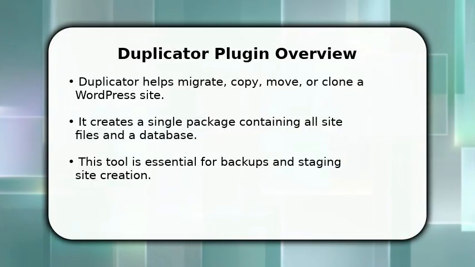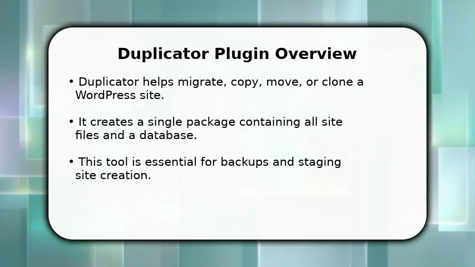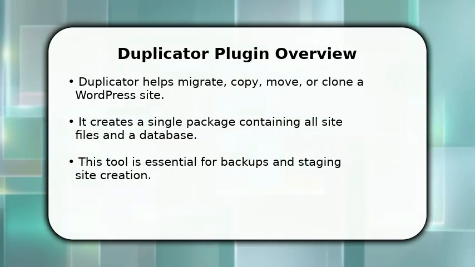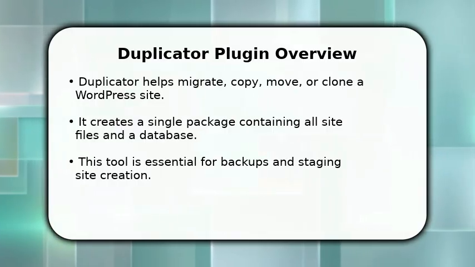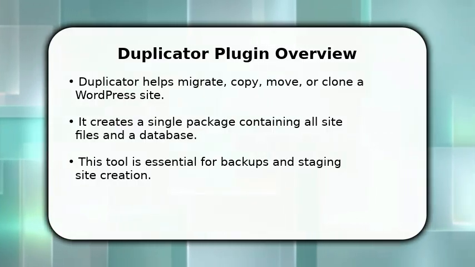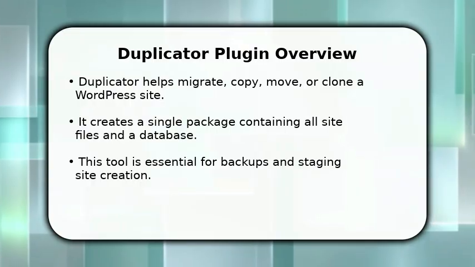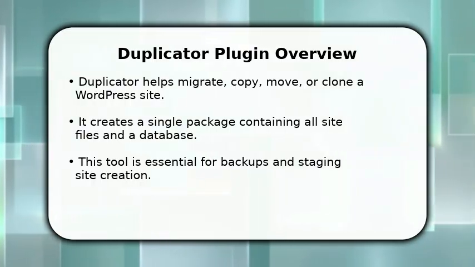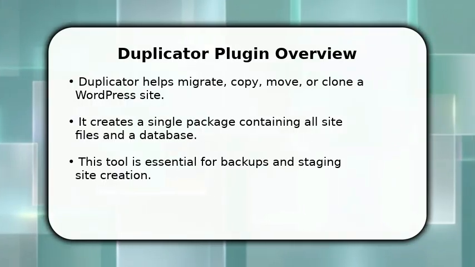In this video, I will explain how to use WordPress Duplicator. First, install and activate the Duplicator plugin from your WordPress dashboard. Navigate to the Duplicator menu and click Create New to start a new package. Give your package a descriptive name, then proceed to the next step.